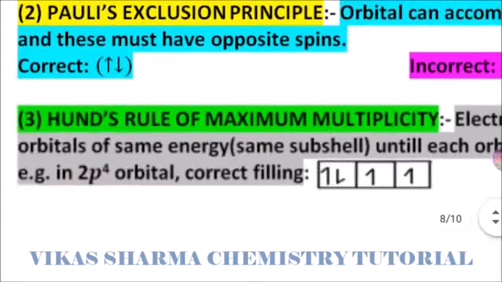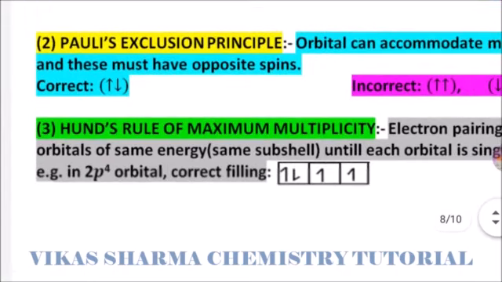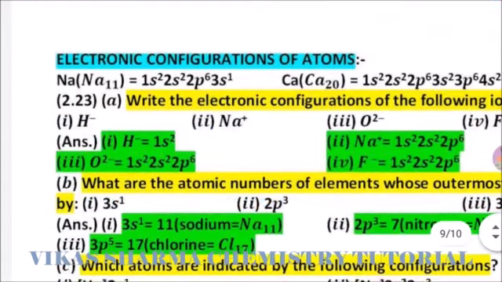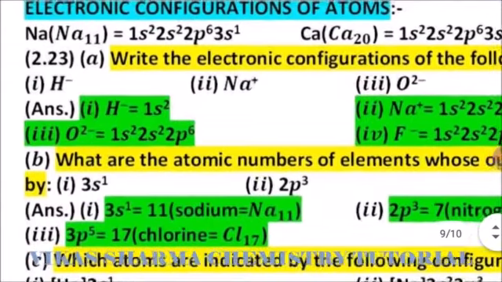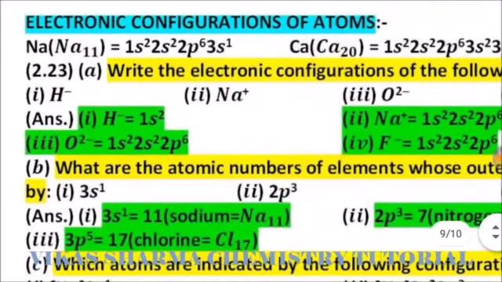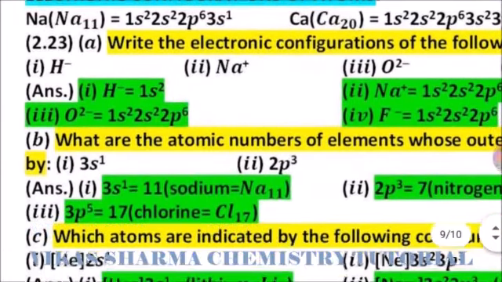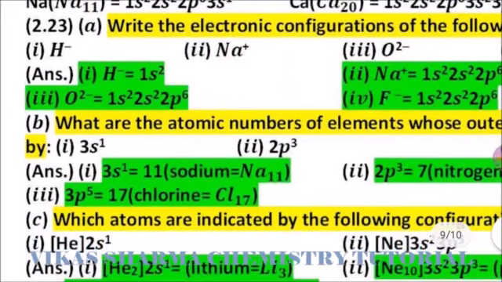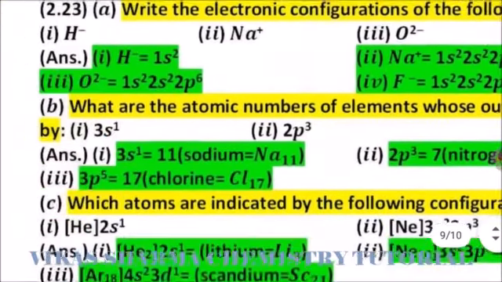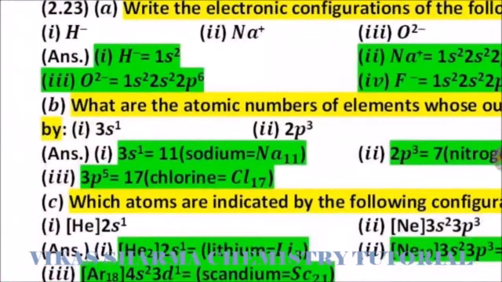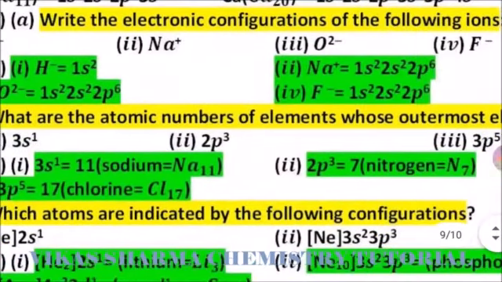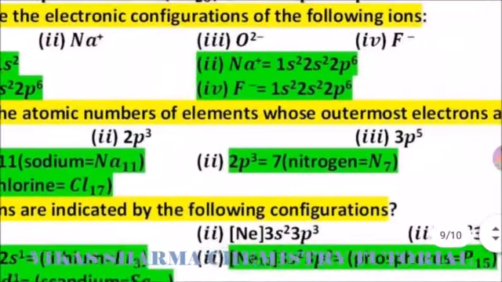So students, Hund's rule of maximum multiplicity. The next are the NCERT questions on electronic configurations of atoms. Question number 2.23: write the electronic configuration of the following ions: hydride ion (H⁻), sodium ion (Na⁺), oxide ion (O²⁻), and fluoride ion (F⁻).